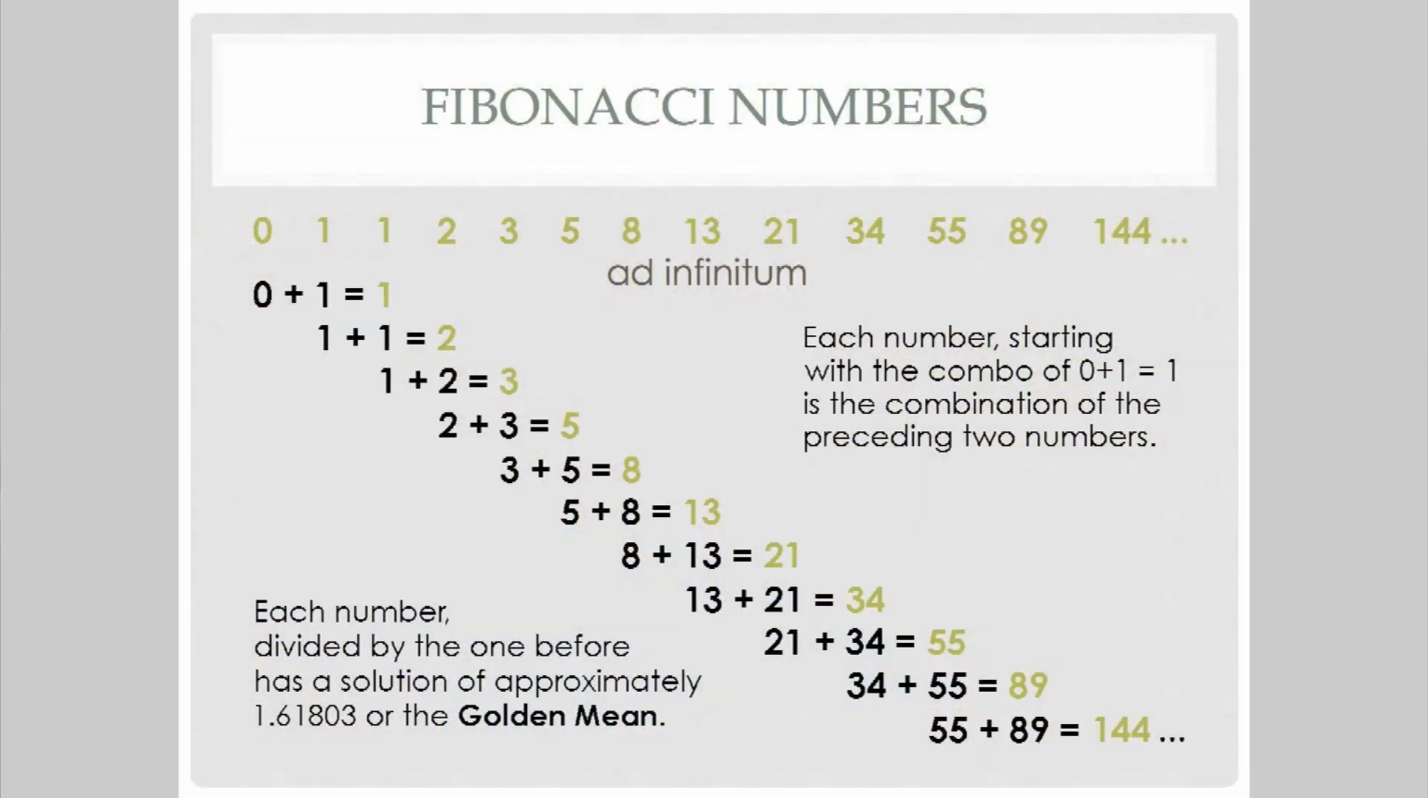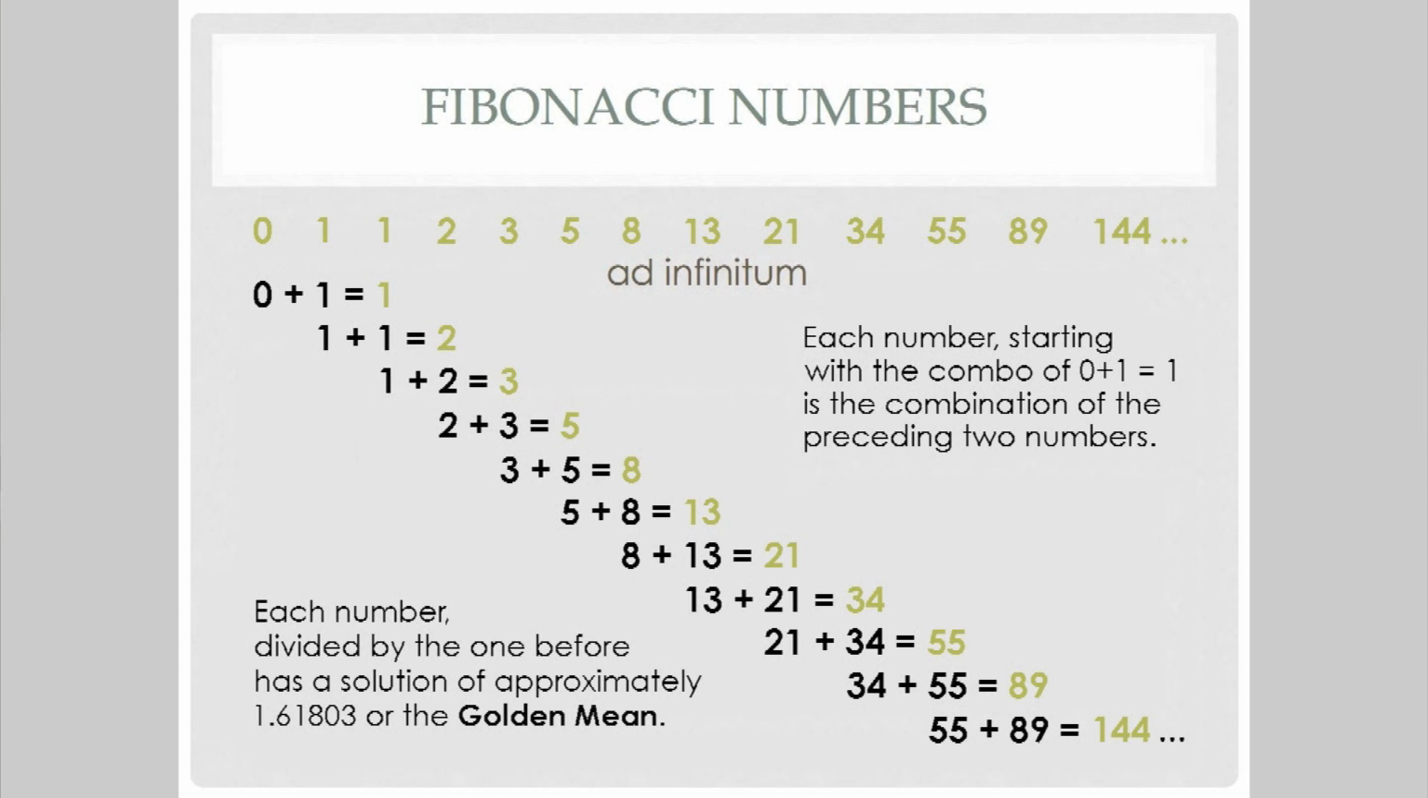So here we are at Fibonacci numbers. Here we find the relationship of 1 to 1.618, which I noted earlier as the golden ratio. So first look at this screen. The numbers are 0, 1, 1, 2, 3. Each number, starting with a combo of 0 plus 1, is the combination of the preceding two numbers. Each number divided by the one before it has a solution of approximately 1.618, or the golden mean. So it's both additive and division properties.